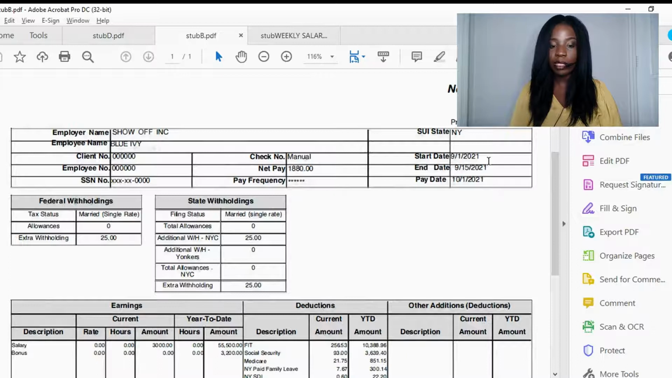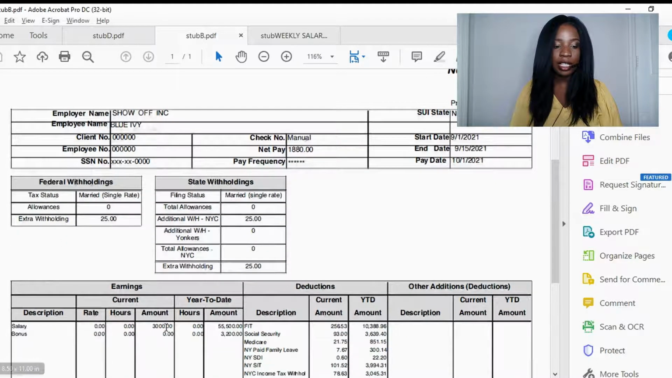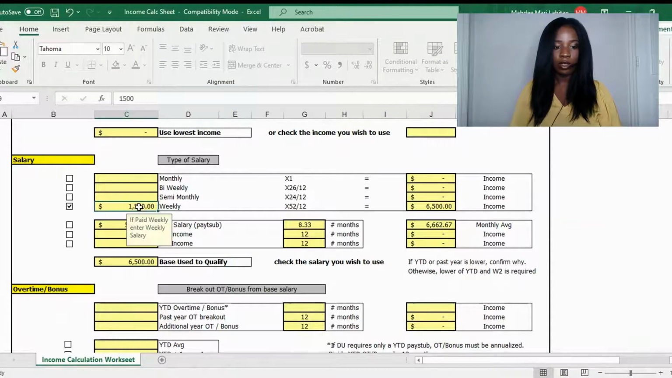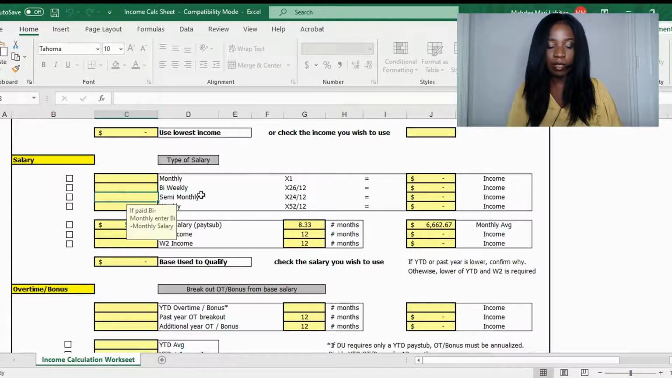So again, twice a month, and our salary is $3,000. So they're getting paid $3,000 twice a month. Okay, I'm just going to delete this out. So we said that he gets paid $3,000. Oh, look what I put. I put it under bi-weekly. All right. Again, we're doing semi-monthly.